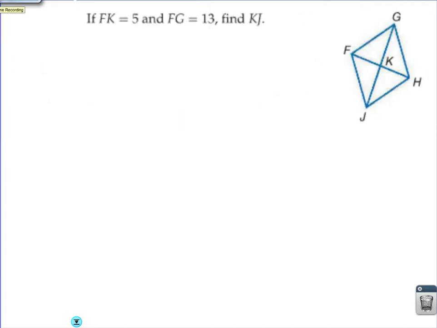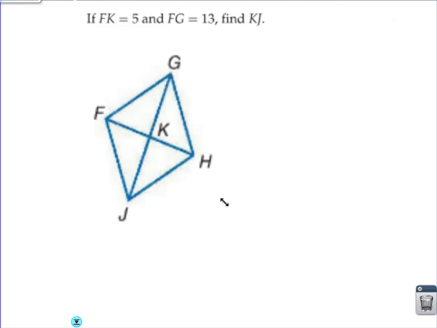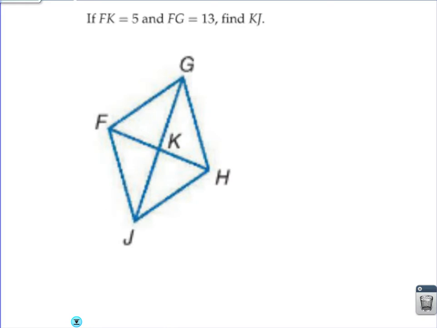Next problem. FK, the measure of FK is 5. And keep in mind everything you know about a rhombus. We do know the diagonals bisect each other. But not only do the diagonals bisect each other, they also bisect these angles, and they're also perpendicular. Remember all that stuff. FK is 5.